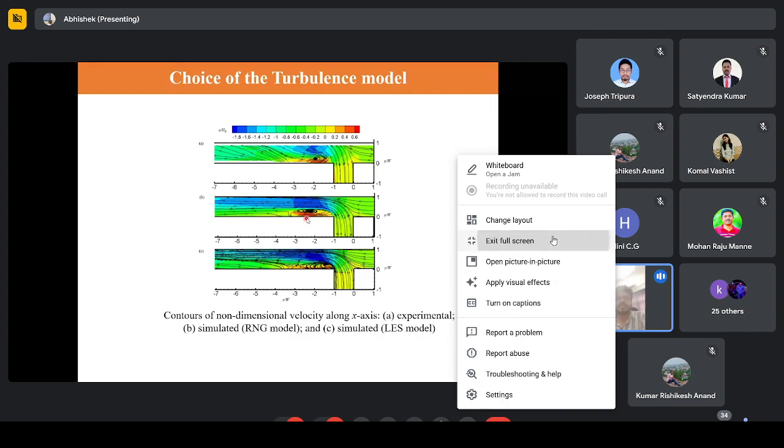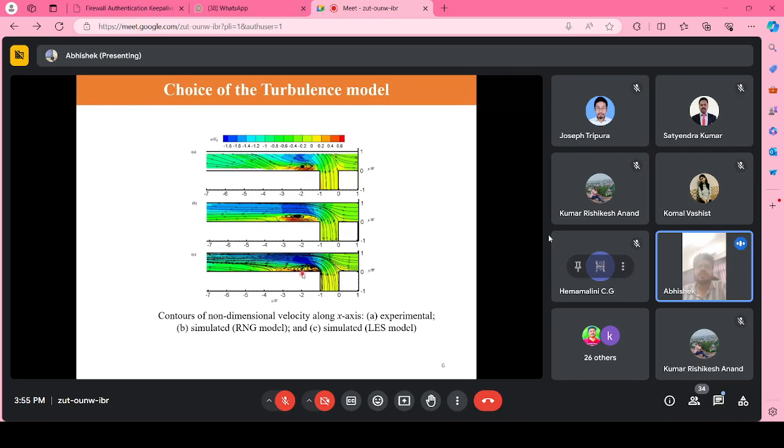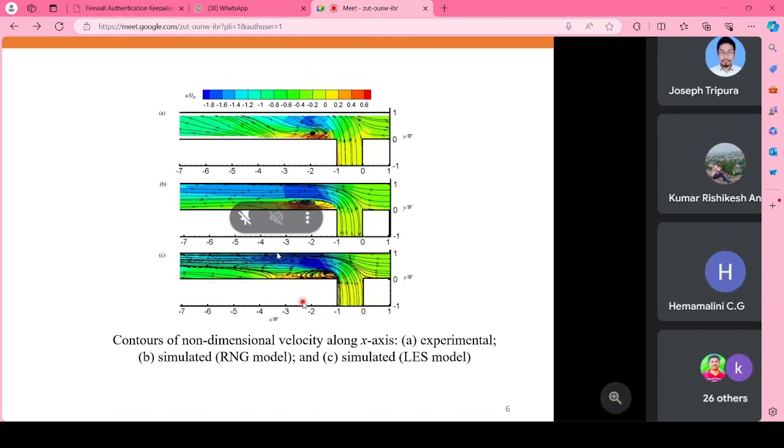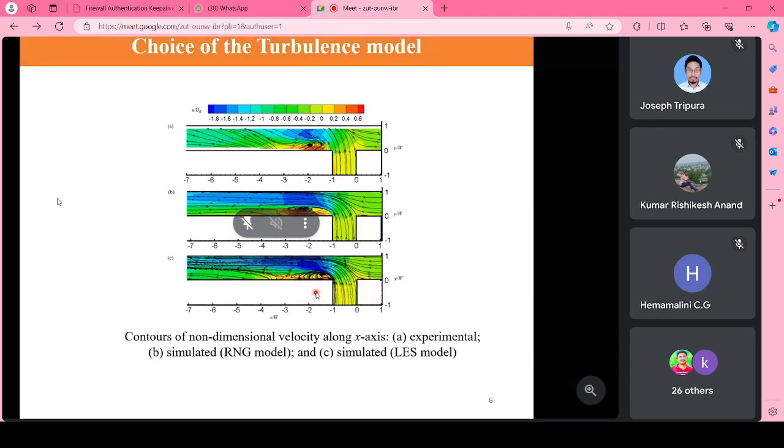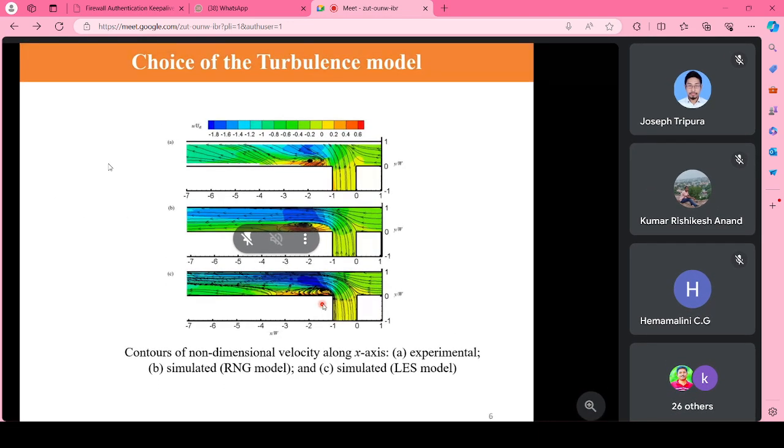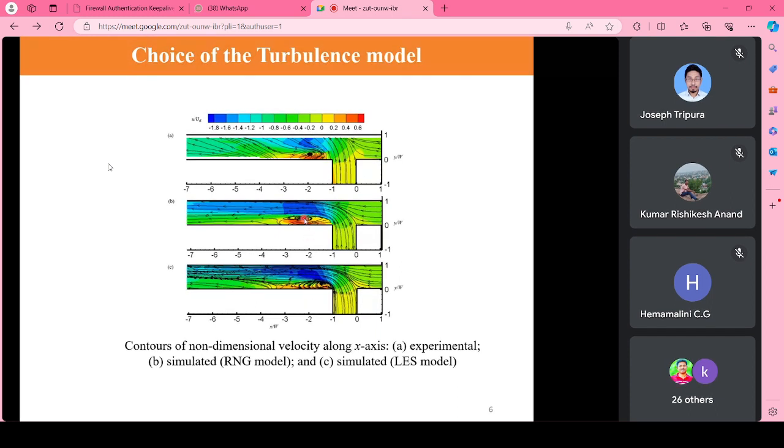But you see here, the recirculation zone is predicted almost the same by the LES and RNG models, and LES does not provide any improvement over the RNG model. So the LES model, being sophisticated, time consuming and resource consuming, does not provide very much improvement over the RNG model. Since it does not provide a very significant improvement, and since it's time consuming, we will not choose the LES model. You can do that, but since I do not observe any significant improvement over the RNG model, I will go with the RNG k-epsilon turbulence model.